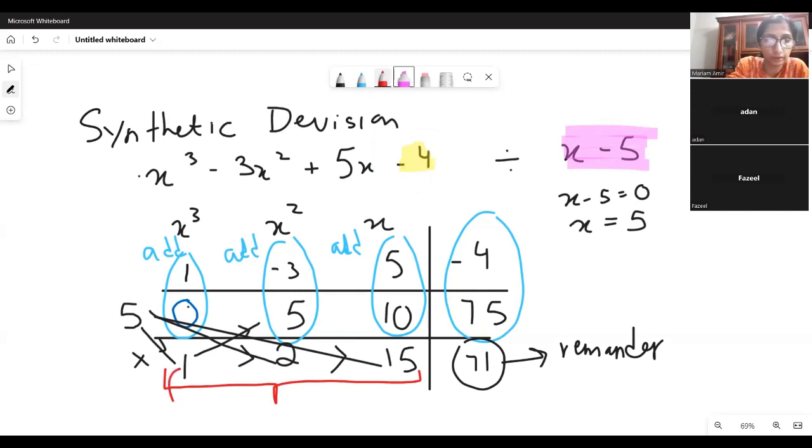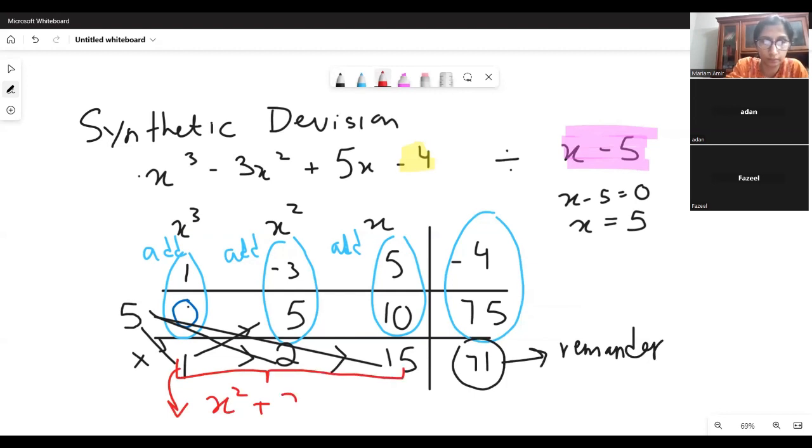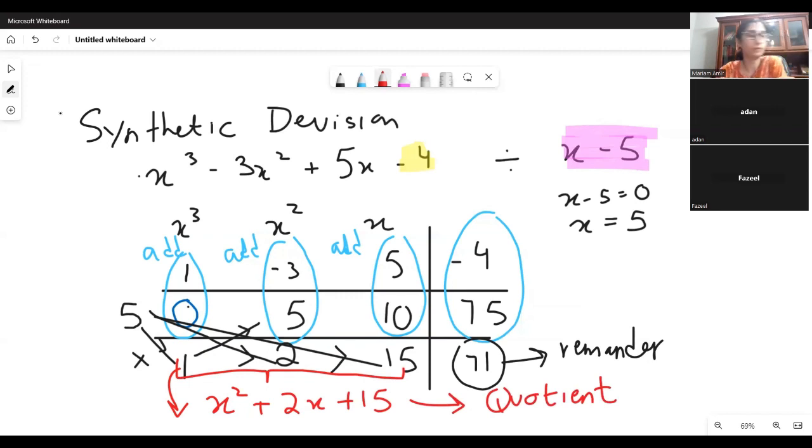This would be the coefficient of x square, 1 degree less कर देते हैं. Cubic equation थी. So you start with x square plus 2x plus 15. So x square plus 2x plus 15 will be the quotient. That's how you divide two polynomials using synthetic division. x square plus 2x plus 15. That is correct.